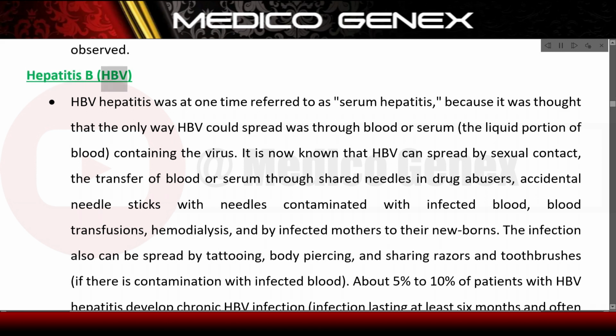Hepatitis B, HBV. HBV hepatitis was at one time referred to as serum hepatitis, because it was thought that the only way HBV could spread was through blood or serum, the liquid portion of blood, containing the virus. It is now known that HBV can spread by sexual contact, the transfer of blood or serum through shared needles in drug abusers, accidental needle sticks with needles contaminated with infected blood, blood transfusions, hemodialysis, and by infected mothers to their newborns. The infection also can be spread by tattooing, body piercing, and sharing razors and toothbrushes, if there is contamination with infected blood.